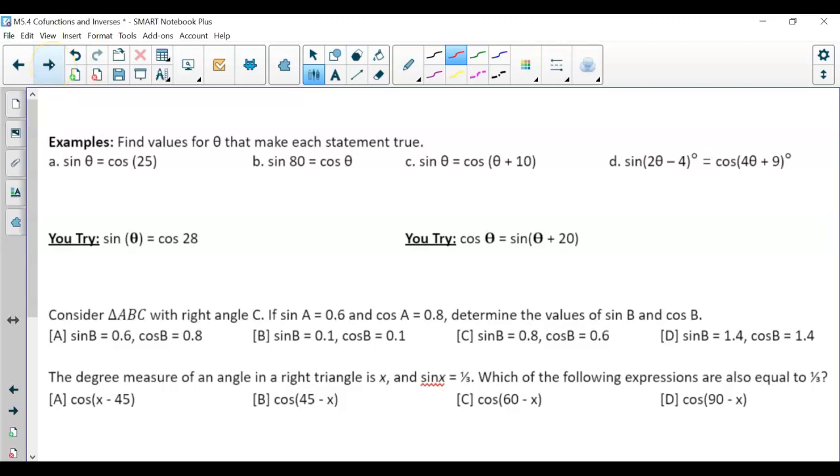So go ahead, and I know it says examples, but since we just talked about this, go ahead and pause the video and do A and B. And if you want to try C, go ahead and try C. We will go over D though in this video.